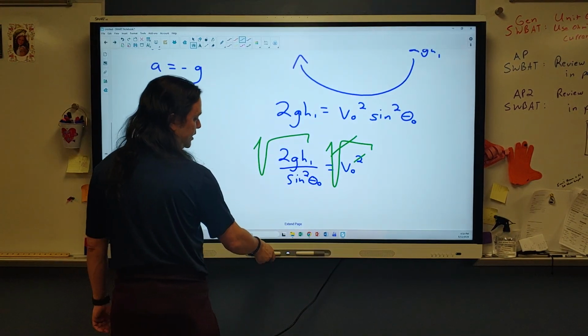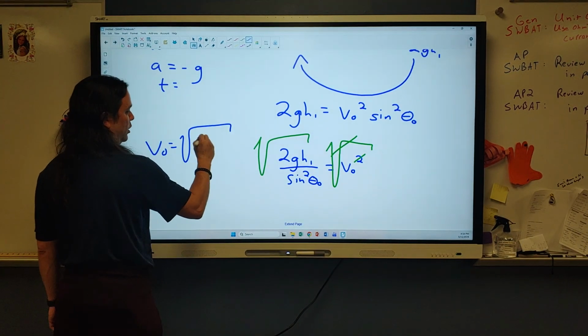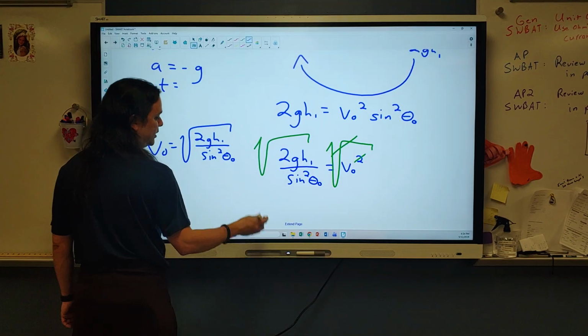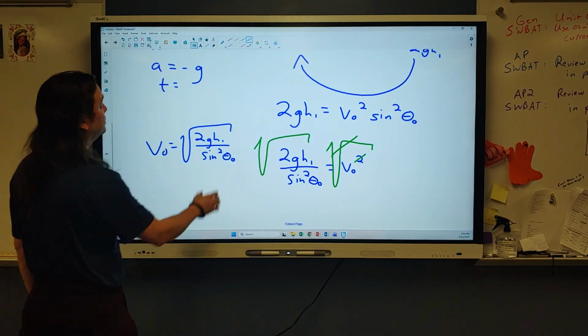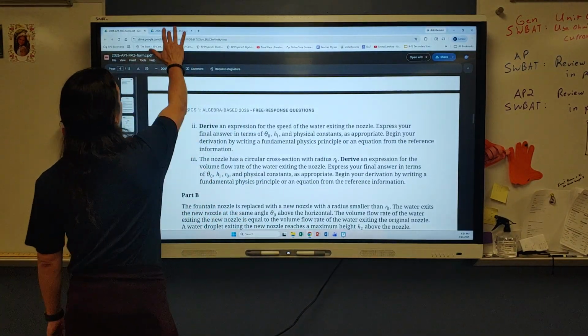I would end up with, I guess I'll go ahead and write that out, v naught equals the square root of 2gh1 over sine squared theta naught. This should be the correct answer. On the breakdown on this, I believe that this is worth 2 points for the derive.